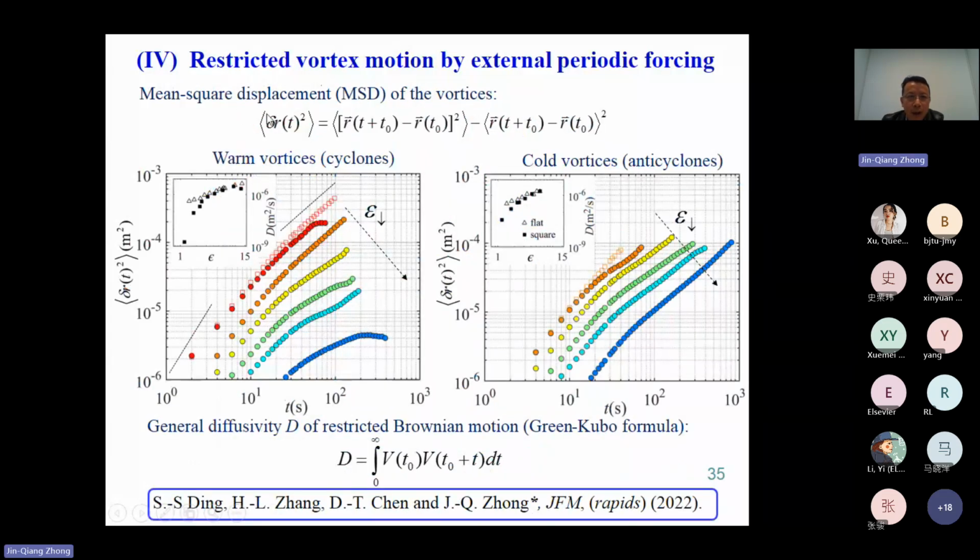We calculate the mean square displacement of the vortices. When the Rayleigh number decreases, we found the MSD decreases monotonically. For warm cyclones, we see that the vortex exhibits subdiffusive behavior in the diffusion regime. We calculate the effective diffusivity using the Green-Kubo formula. We found the diffusivity decreases rapidly when epsilon is close to 1. So the vortex motion can be described as modulated Brownian random motion.